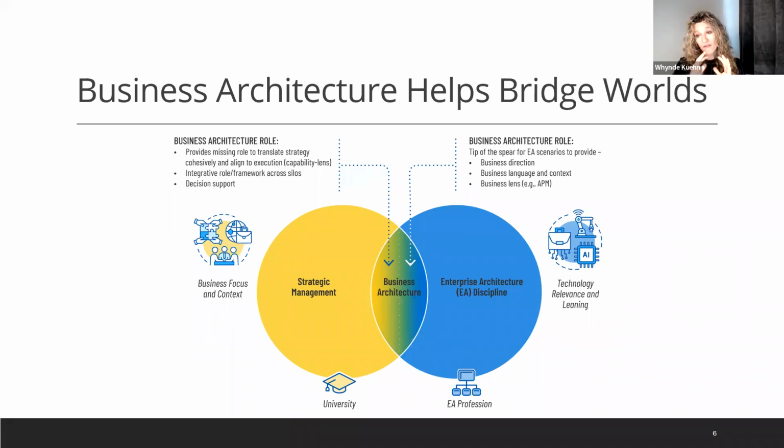It's really a bit of a Venn diagram where business architecture is absolutely part of the enterprise architecture umbrella, but it's also arguably a missing aspect of strategic management to give us this role, to give us a way to translate strategy cohesively, to give us an integrative role and framework to work across our silos in a common vocabulary. We know this to be more important than ever before, working across silos. And as Asif is going to share, to give us decision support as we go.